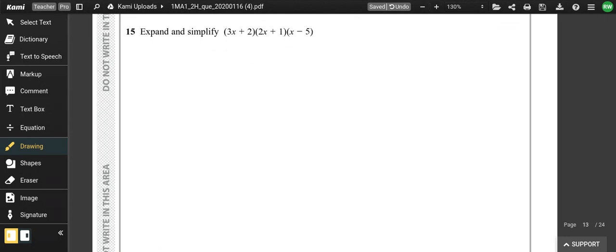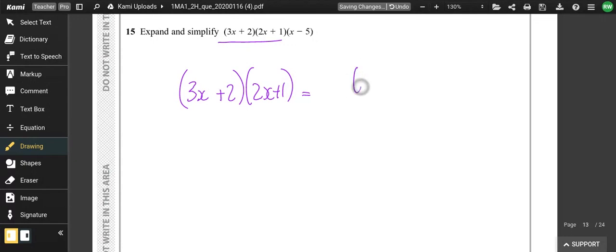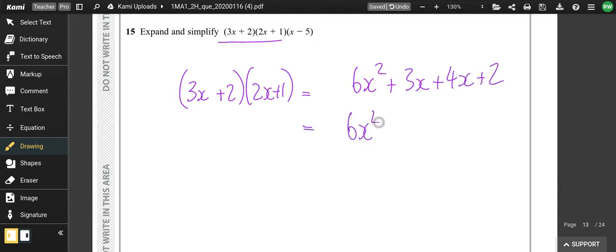Expand and simplify triple brackets. So we take a pair of them and then multiply it by the last one. So let's just choose the first two. 3x plus 2 times 2x plus 1 gives you 6x squared plus 3x plus 4x plus 2, which is 6x squared plus 7x plus 2.